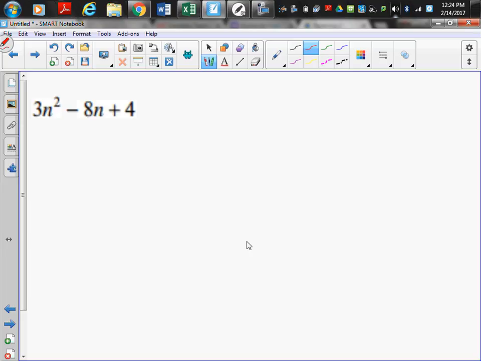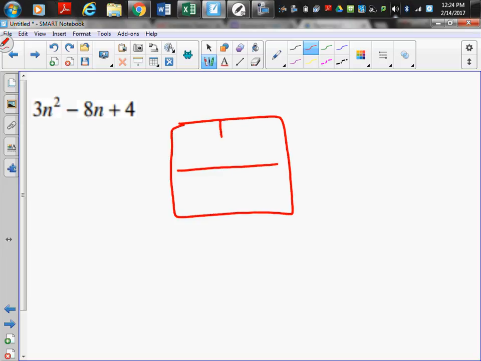3n squared minus 8n plus 4. Give me just a second. So you start. First term goes in the first box. Last term goes in the last box. So once you have your terms, first one and last one, put where they belong.